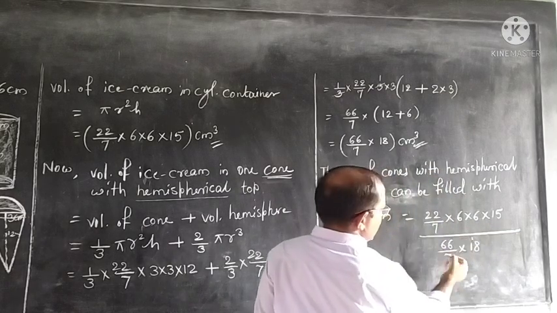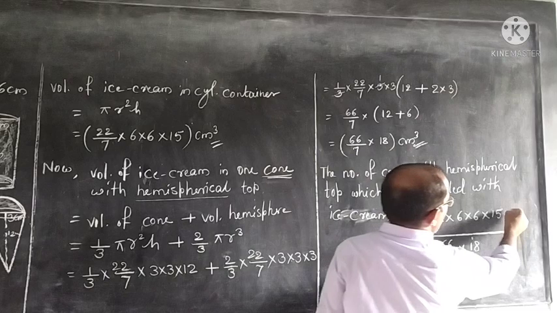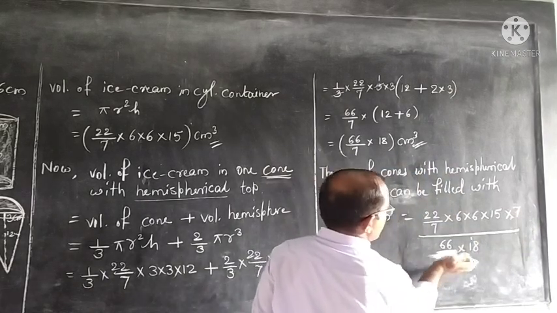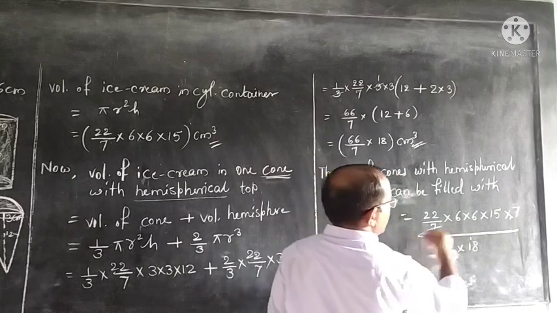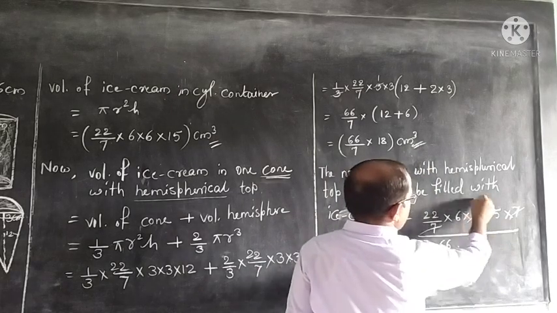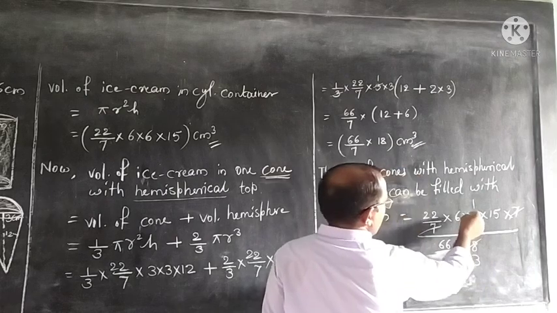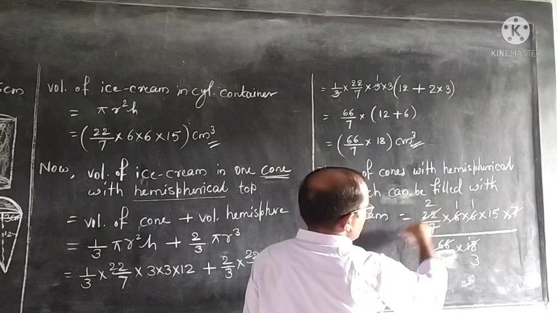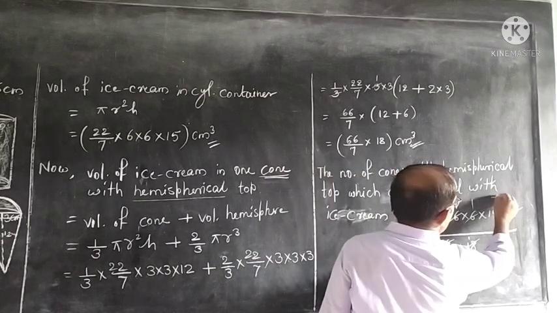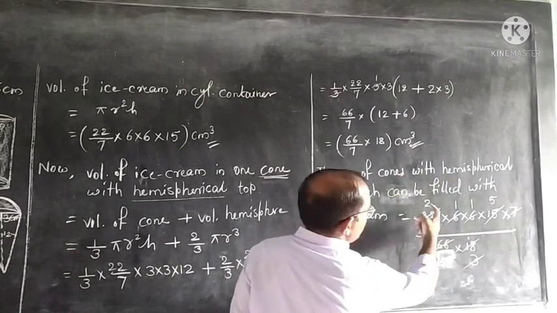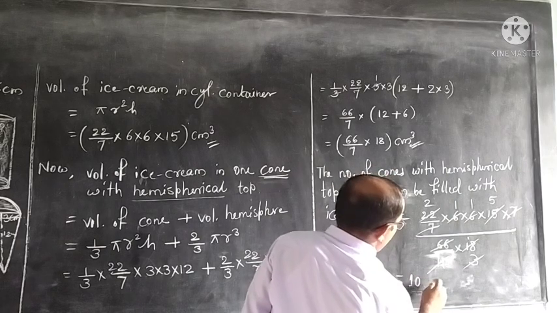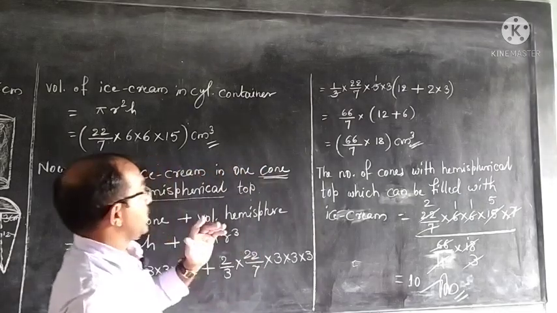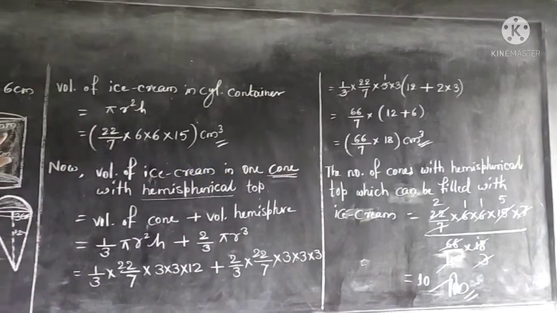So, simple, it is 66 by 7. We could have brought 7 here instead of writing here. One step we can make our solution shorter. So, 7 7 gone, 6 1s are 6, 3 6s are 18, 6 1s are 6, 11 1s are 11, 11 2s are 22, 3 1s are 3, 3 5s are 15. We find 5 2s are 10. So, 10 cones with hemispherical top can be filled with the ice cream available in the container.